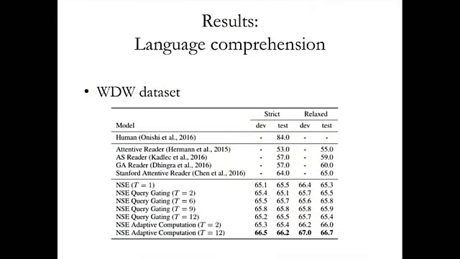And on the W data set, we improve the result by up to about 2% as well. Overall, the second approach, adaptive computation, performs much better than the gating one.